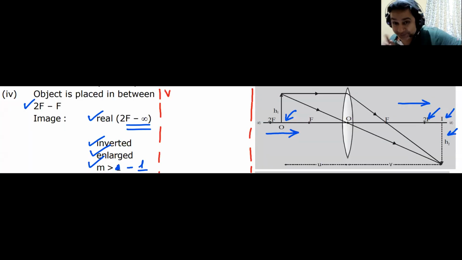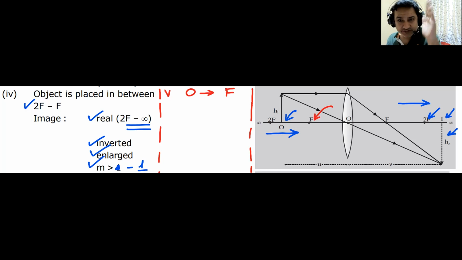Now we come to the next case, which is case number 5. What would be case number 5? Between F and O. No, that is why you are following the sheet and you are not following your brain. Case number 5 would be the object is placed at the focus F. So the object would be placed here. This case is missing from the sheet. So you'll have to understand it as well.